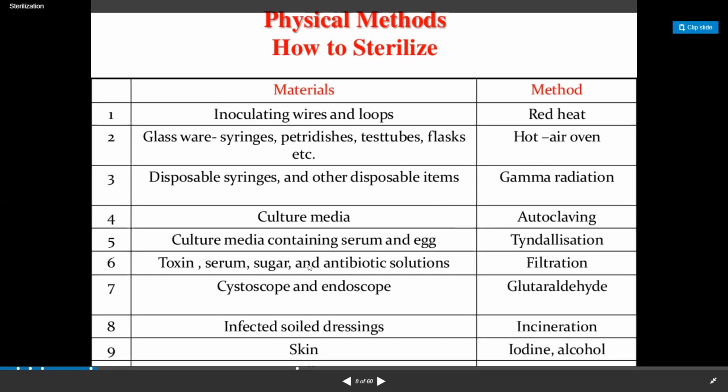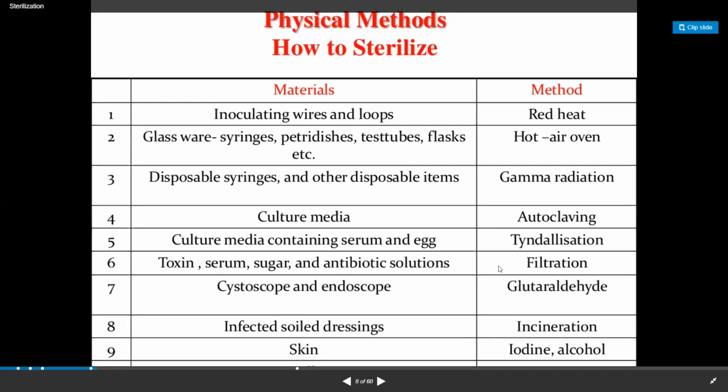Sorry, culture media containing serum and egg is sterilization. That means serum and egg is very much thermolabile. So to sterilize this particular culture media, you need to sterilize the materials. Then toxin, serum, sugar, and antibiotic solutions. These are done mainly through filtration, because if you heat all these substances, all will degrade.